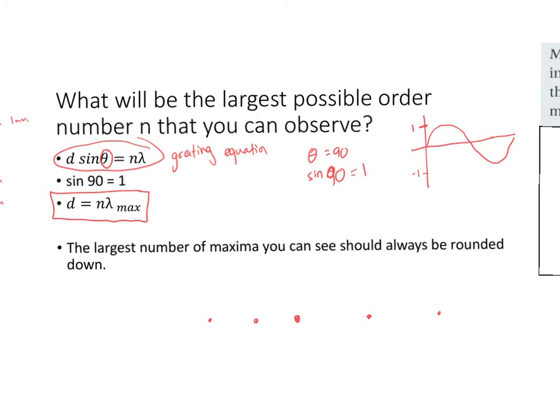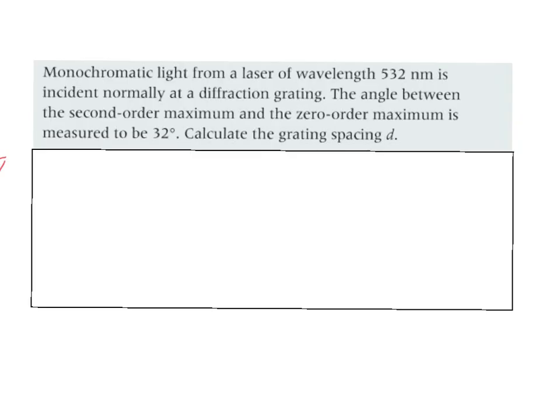And also, just to remind you, the largest number of maxima should always be rounded down. Because, for example, if you get 5.65, you can't have 0.65 order, so it should be turned into 5 orders. And that's on either side of the central maxima.